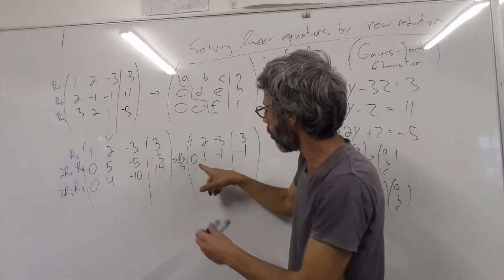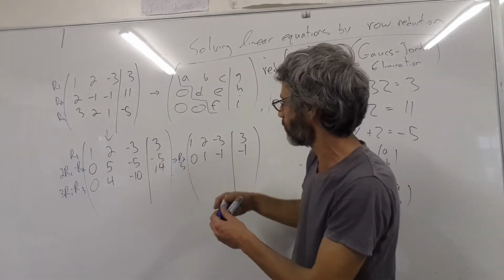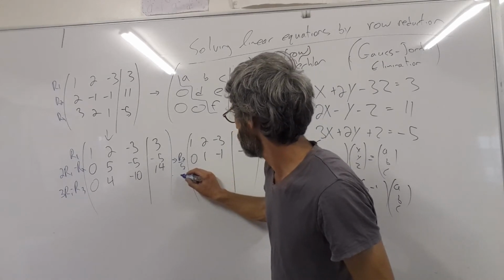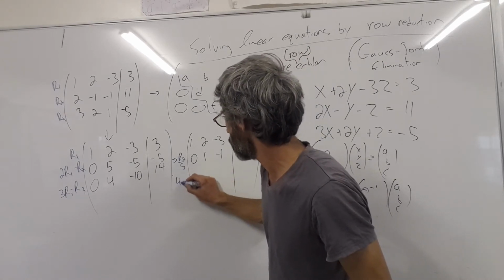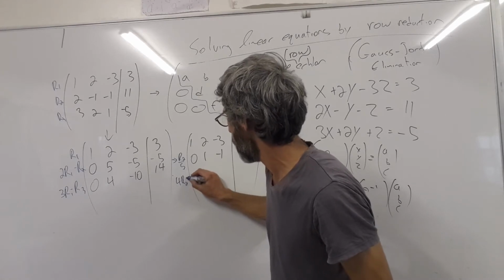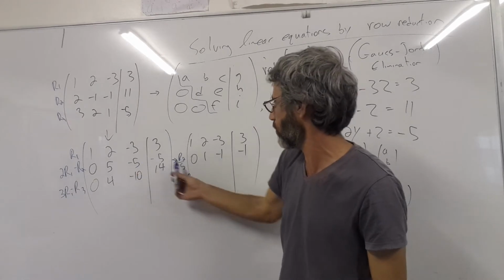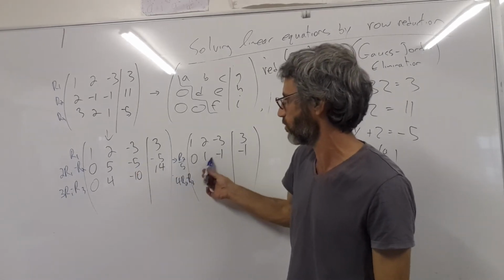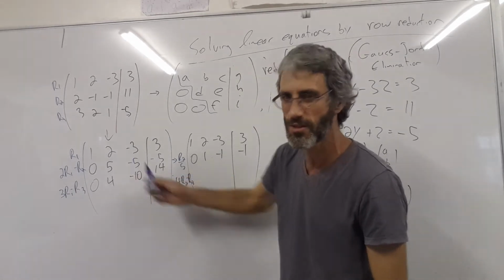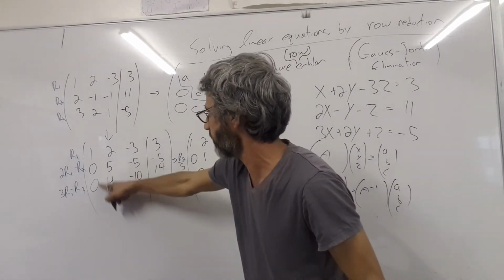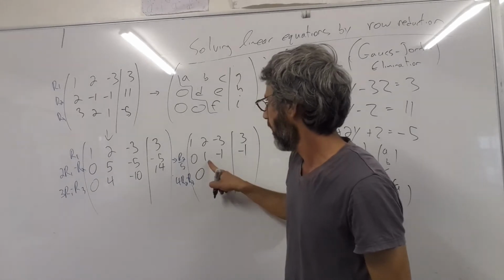But let's use this new row 2. So how should I do it? 4 row 2 minus row 3. And I'm being a little bit dishonest because it's this row 2, not this row 2. You know what I mean, okay? So now, that's still 0, and I can use that because I've got 0, so 0 minus 0 is 0.